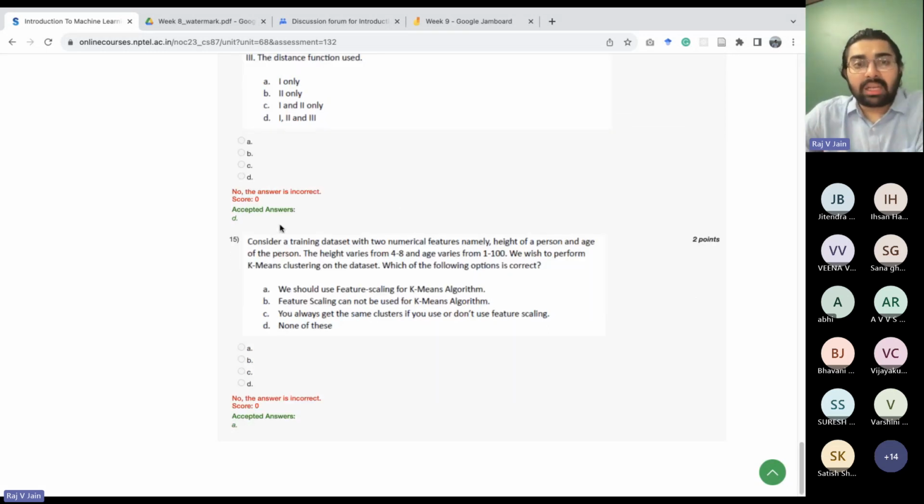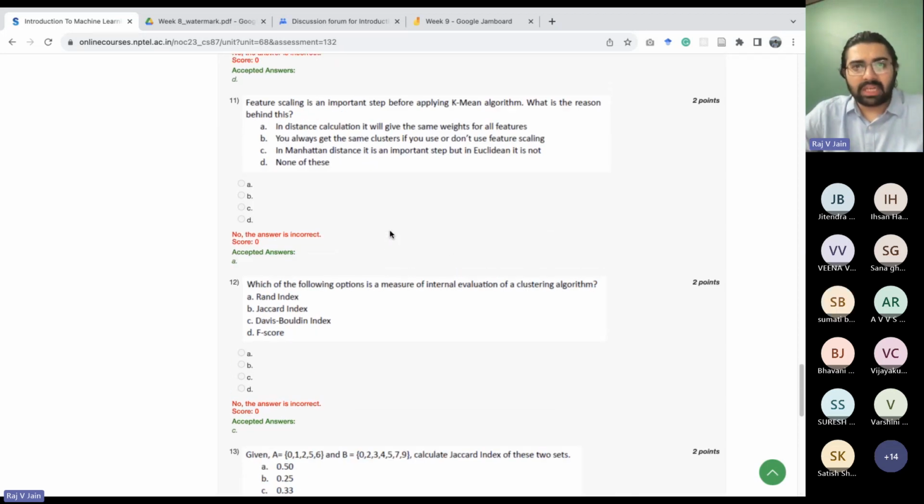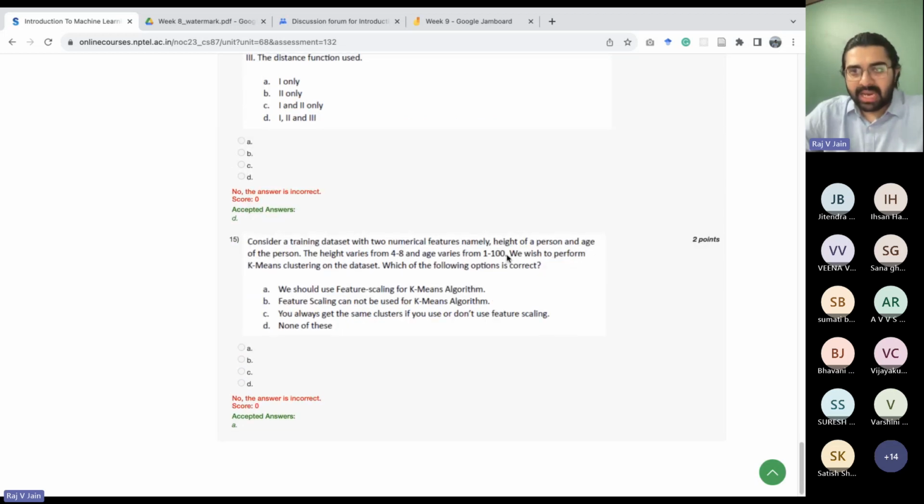Then question 15. We have the same idea as question number 11. You have two features: height is from 4 to 8, age is from 1 to 100. Before doing k-means clustering, ideally you want to do feature scaling, because any measure of distance that you use, especially the Minkowski versions, will be affected by the value range. So ideally you would want to do feature scaling before you compare any distances between points. So A is the answer: you want to do feature scaling before using the k-means algorithm.